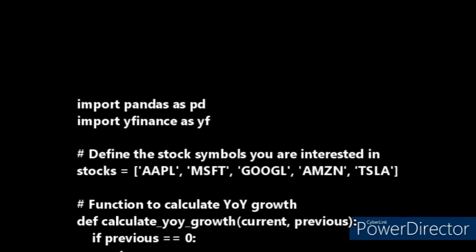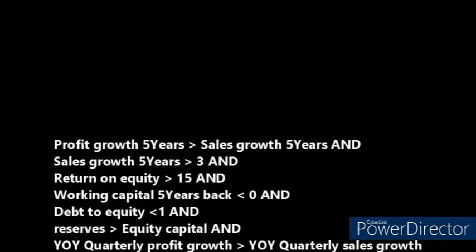By using this criteria, investors can identify companies that are not only growing but are also becoming more profitable, which can be a sign of strong management and a potentially lucrative investment. The combined criteria of stock selection are: profit growth 5 years more than sales growth 5 years, and sales growth 5 years more than 3, and return on equity more than 15, and working capital 5 year back less than 0, and debt to equity less than 1, and reserves greater than equity capital, and YOY quarterly profit growth more than YOY quarterly sales growth.